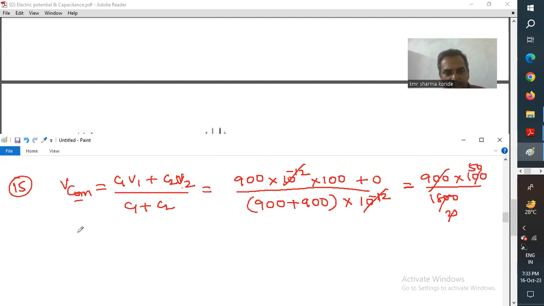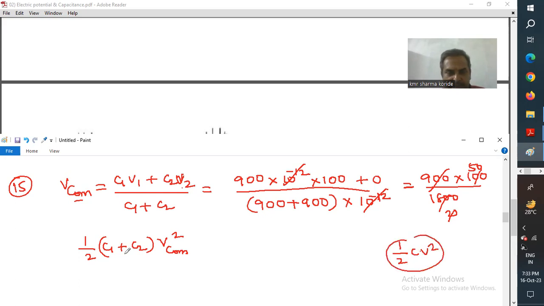After you get V common, the energy stored after you connect C1 plus C2, because they are connected in parallel. So therefore, V common square, because the basic formula of energy stored is CV square. Since parallel, C1 plus C2, so half into C1 is 900, C2 is also 900. So straight away you can write 1800 into 10 to the power of minus 12, with V common is 50. V common 50 means 50 square. 50 square means 2500. So just to simplify it, 1, 2, 3, 4.